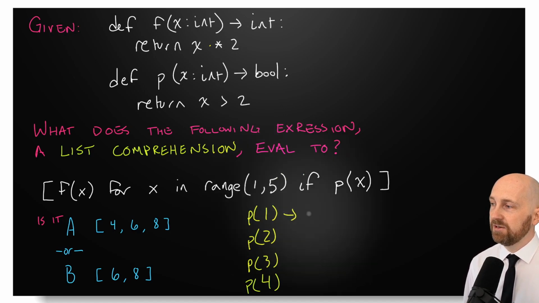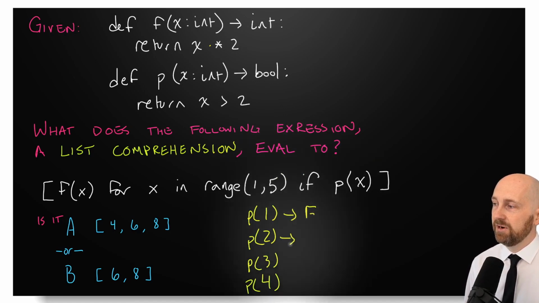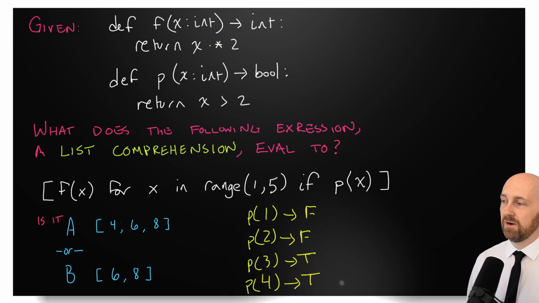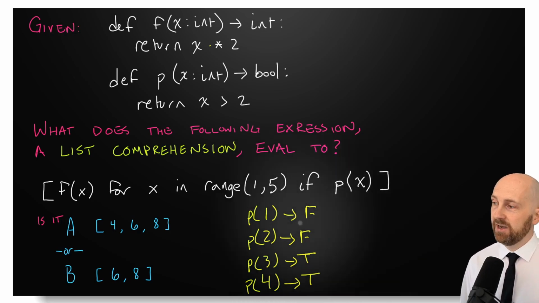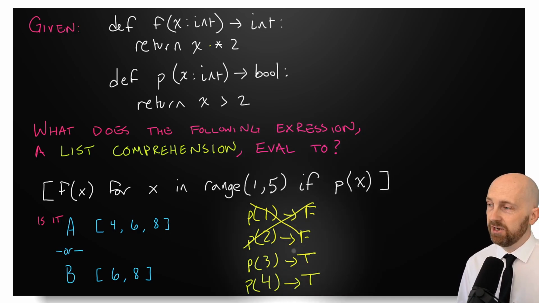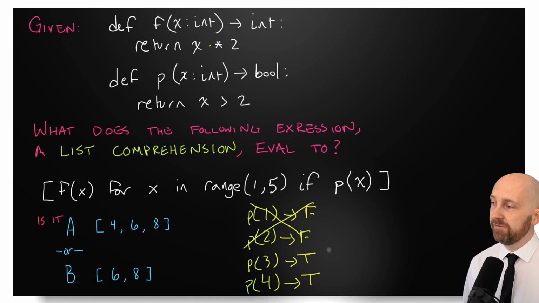And 1 is greater than 2, that's false, right? 2 is greater than 2 is also false. 3 is greater than 2 is true. And 4 is greater than 2 is true as well, all right? So after the filtering is applied, we're not going to include 1 and 2 in the results of this list comprehension. We're only going to take 3 and 4, right?